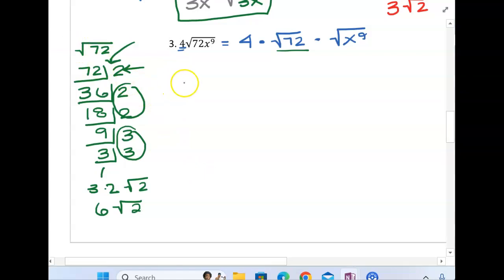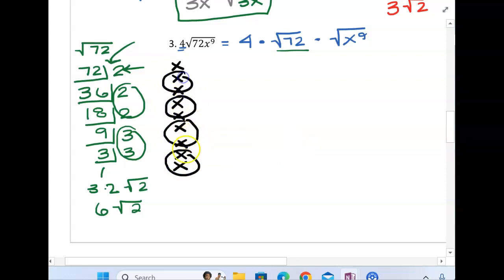X to the 9th is just 9 x's. So x times x times x, 4, 5, 6, 7, 8, 9. Just like I did with the numbers, I want to group these in 2's. So x squared, 2 there, 2 there, 2 there, 2 there. So I have 1, 2, 3, 4 groups. When I have 4 groups, remember I multiply each group. And then I have a leftover right here, so that leftover goes on the inside. And so x times x times x times x, remember that is not 4x. That is x to the 4th square root of x.